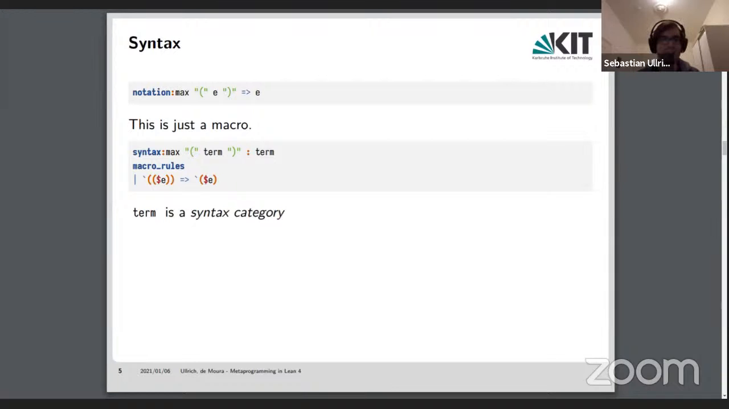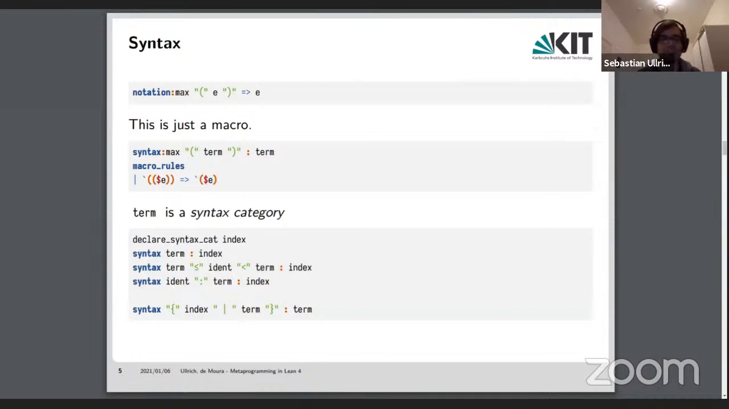Okay. And you can, of course, declare your own syntax categories. There's a declare_syntax_cat keyword, and you give it an identifier. After that, you can create new syntax in that category. And you can then, in the last line, use that new category inside other parsers, and then it will try to use any of the parsers you have declared in that category.